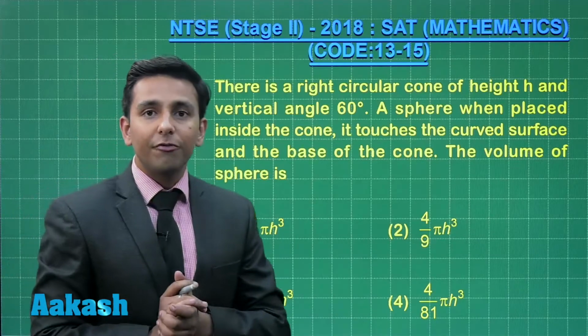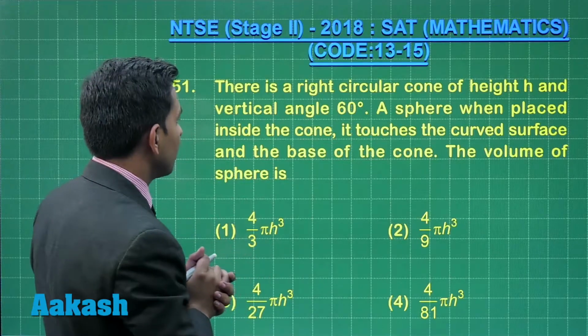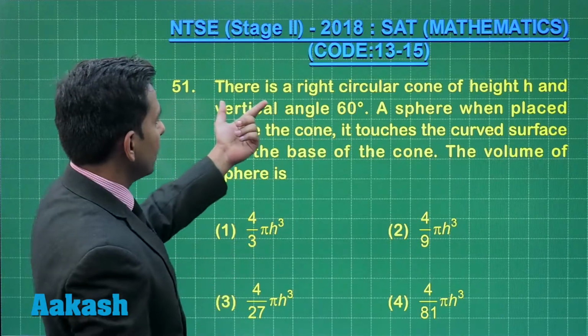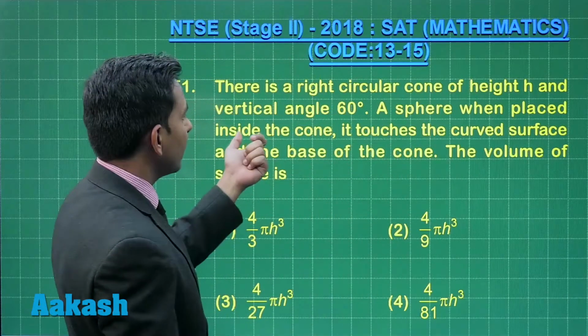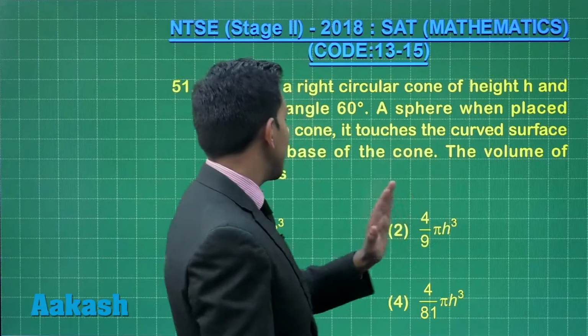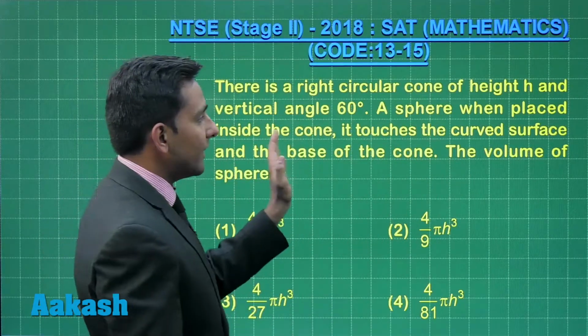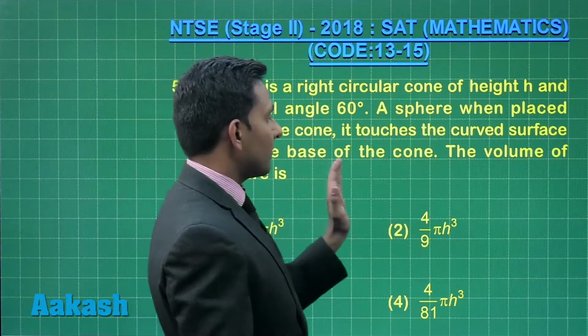Now let's take question number 51. Here this question is based on surface areas and volumes, and the question states there is a right circular cone of height h and vertical angle 60 degree. A sphere, when placed inside the cone, touches the curved surface and the base of the cone.